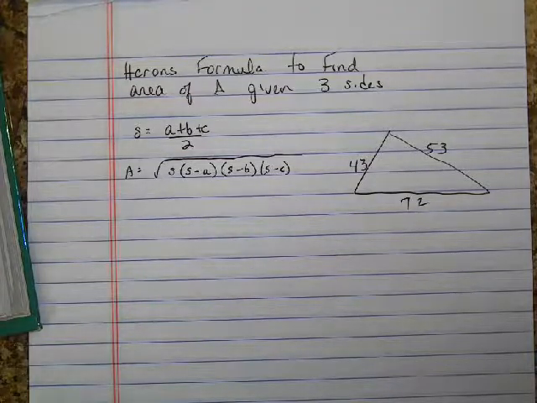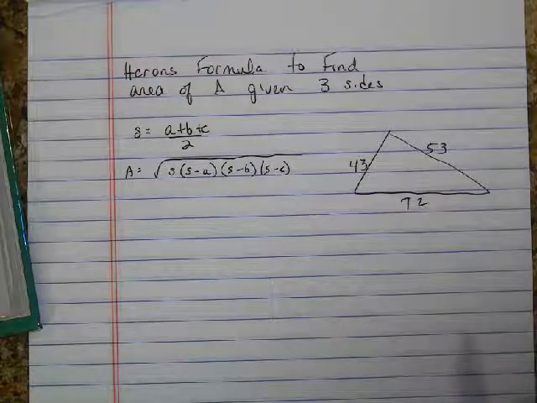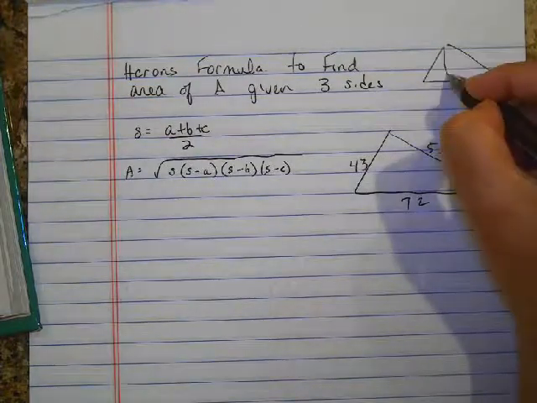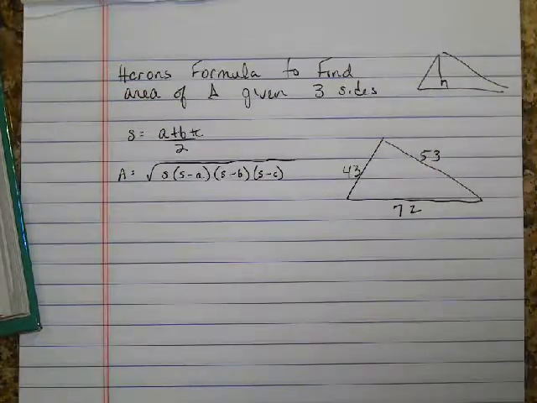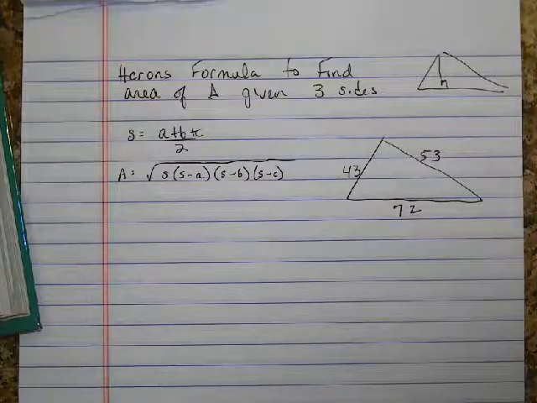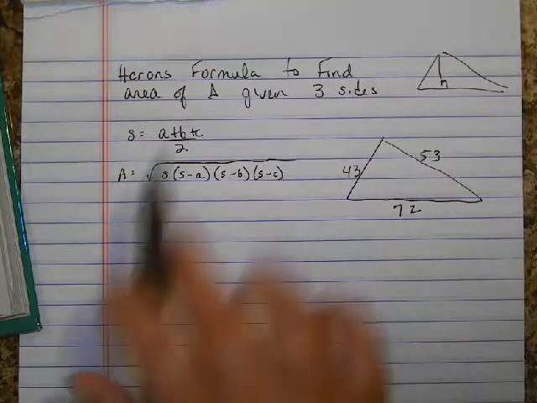The last thing we're going to talk about is how to find the area of a triangle if you're given three sides. So in geometry, when you found the area of a triangle, you were always given a height, and you did 1/2 the base times the height. But in this case, we may not be able to find the height. So if you know three sides of a triangle, you can use Heron's formula.